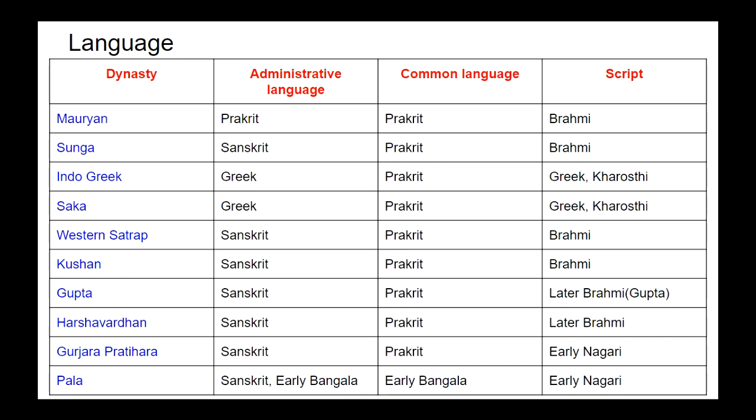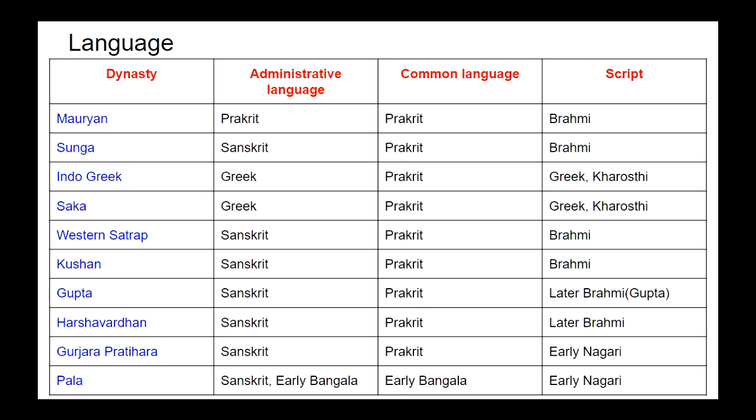Next, we will see language of different dynasties. The first column shows dynasty and the corresponding columns show language and script. In Mauryan time, the administrative language was Prakrit, the common people's or local language was Prakrit, and script was Brahmi. During the Sunga time, the administrative language changed to Sanskrit, but the common people's language was Prakrit and script was Brahmi.